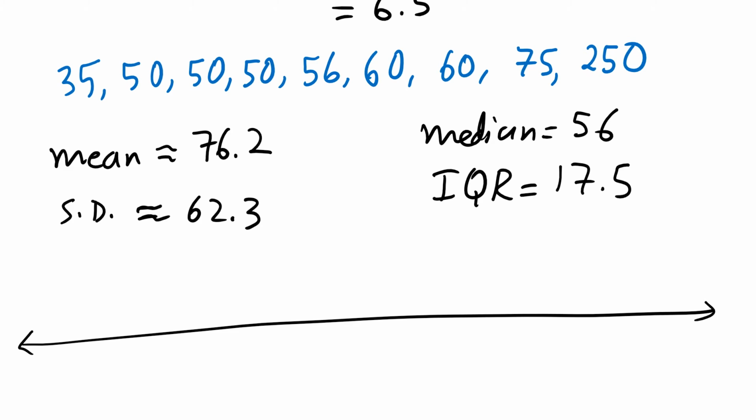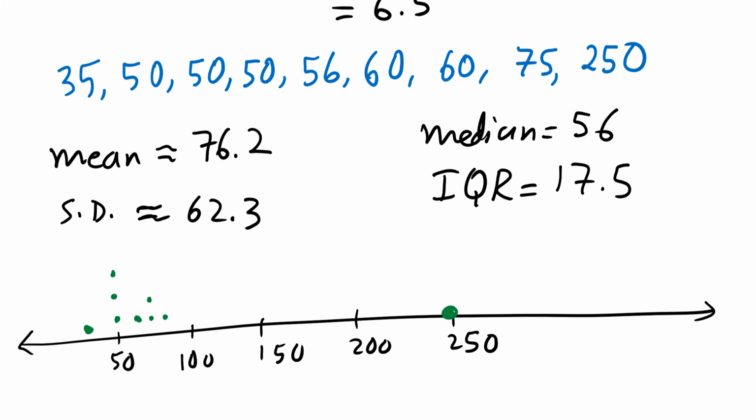How does that work? Let's plot these, going by increments of 50. So this is 100, 150, 200, 250. Then I'm going to plot these points on the graph. So 35, estimated to be here. 50, another 50, another 50, 56, let's say here. 60, 60 again, 75, and 250. See 250 there. So these are the dots that we put in here.